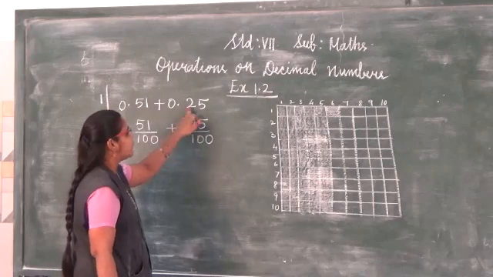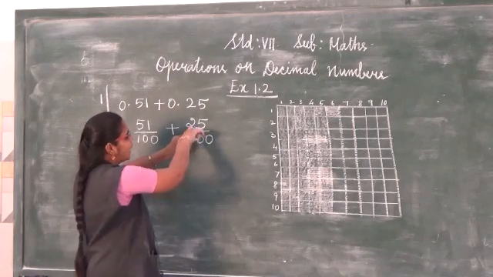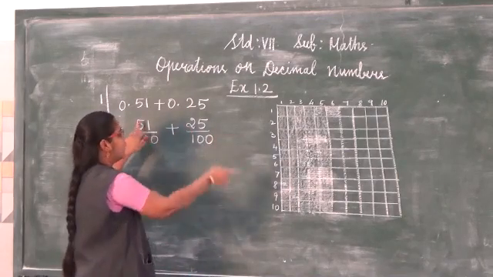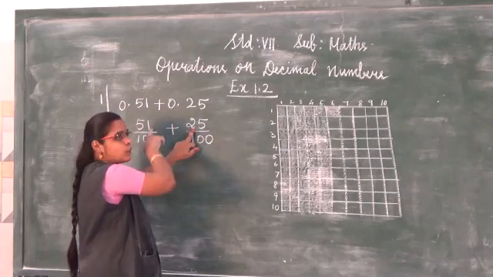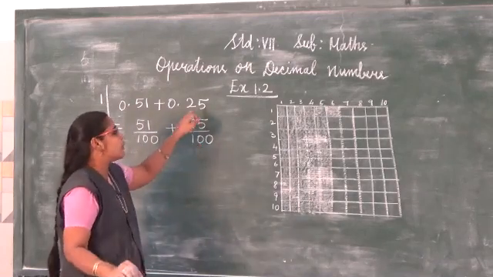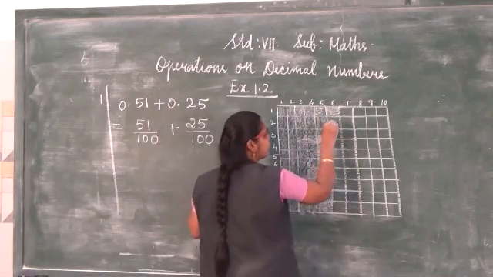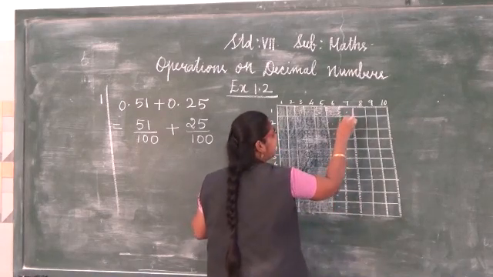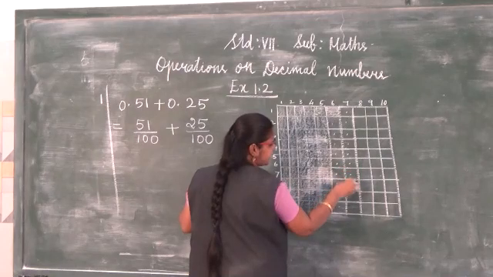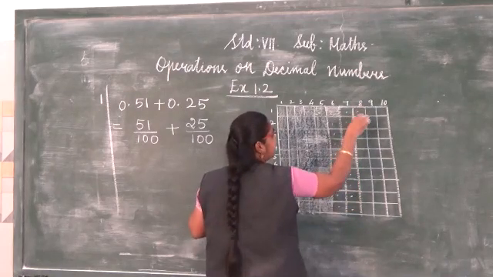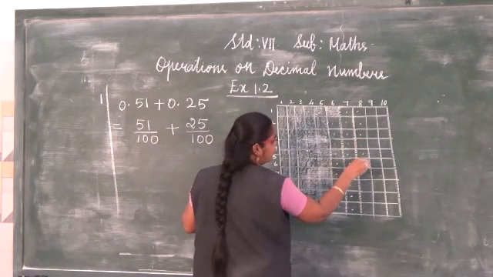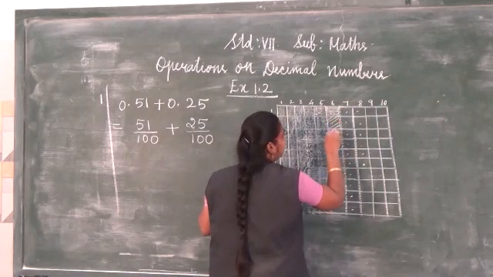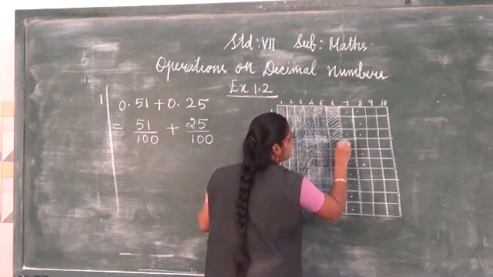The second one, 25, they have asked. So I have to shade the remaining 25. So 51 I have already shaded. I have to add 25. So plus means what you have to do? You have to add. So plus 25, you count 25. So 1, 2, 3, 4, 5, 6, 7, 8, 9, 10, 11, 12, 13, 14, 15, 16, 17, 18, 19, 20, 21, 22, 23, 24, 25. So 25 I am shading. For this I will give different shapes of shading.